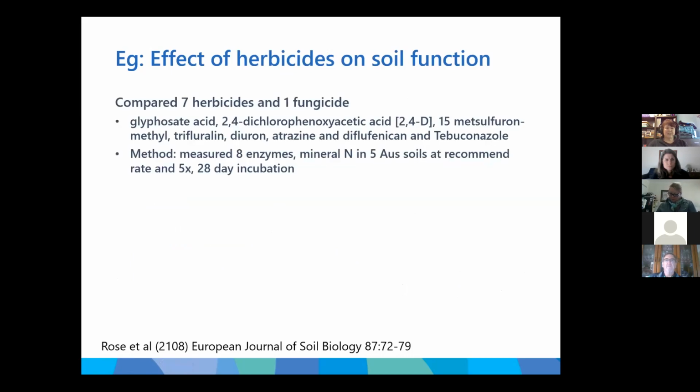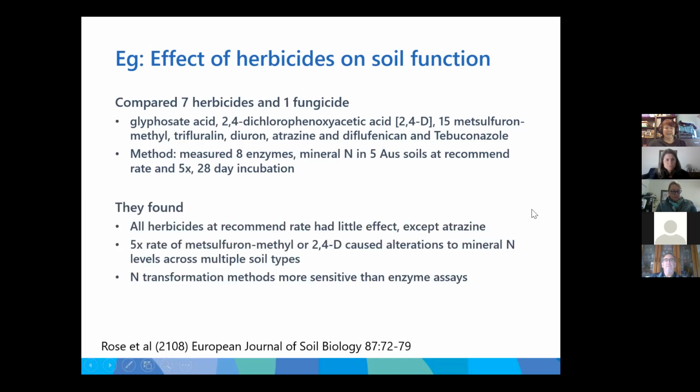They compared 7 herbicides, 1 fungicide, and there's the list there. The tebuconazole was a fungicide. They used 8 separate enzyme tests, and they looked at mineral nitrogen in 5 Australian soils at recommended rate and 5 times the recommended rate over 28 days. And they found that all the herbicides at recommended rate had little effect except atrazine. So atrazine reduced the soil function.